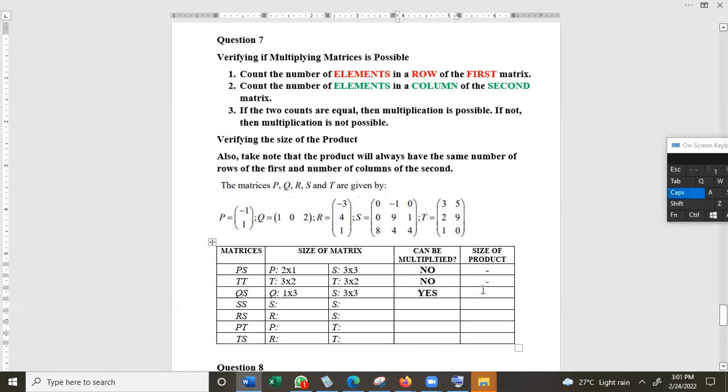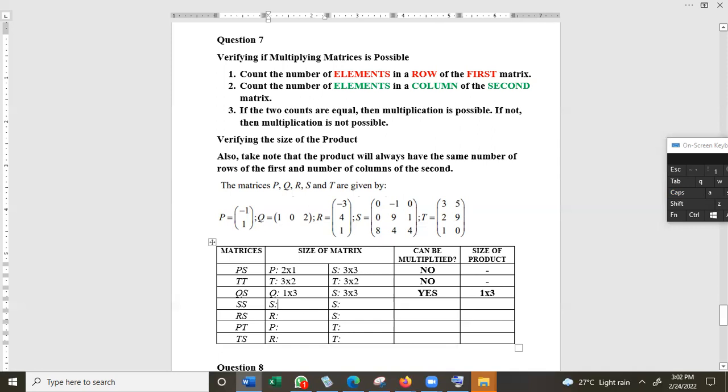All right. Now, what about the product? Because the first matrix has 1 row, that's that number there. Now you're going to look at the outer numbers for the size. 1 row, so the product will have 1 row times 3 columns. So to look for the size, you have to look at those outer numbers: 1 by 3, 1 row and 3 columns. So the size of the product will be a 1 by 3. Okay.